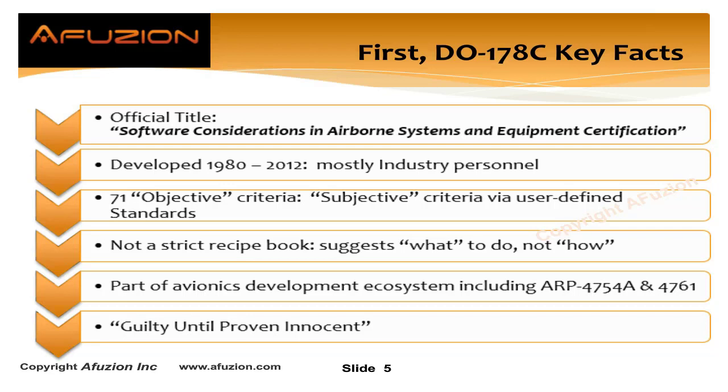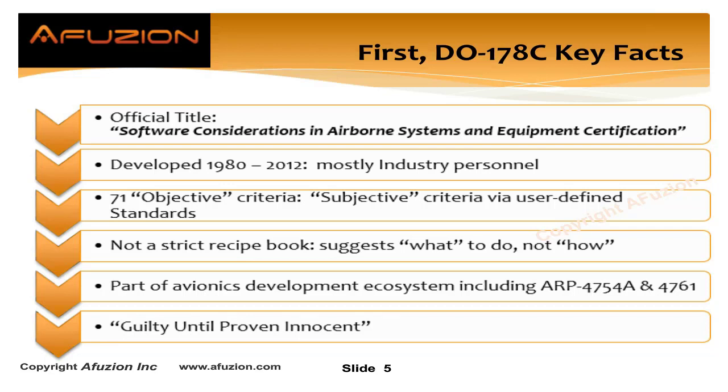We have now 71 objective criteria. The subjective criteria, such as requirements, design, and code, those are specified in your standards. 178 has the objective criteria. That's why they're called objectives. It's not a strict recipe book. It suggests what to do and how to assess compliance, not how to do it. The how comes from you in your standards, but we're going to give you some ideas on how to do that how right now.